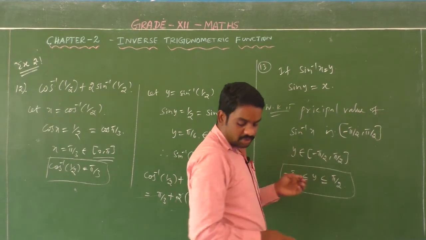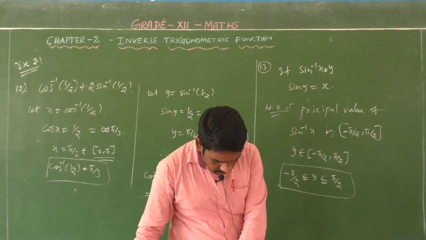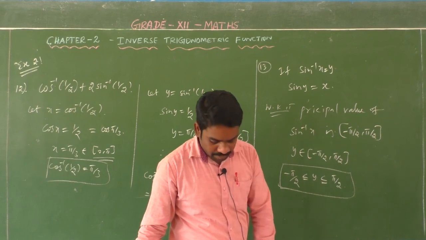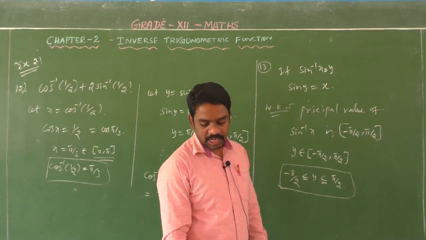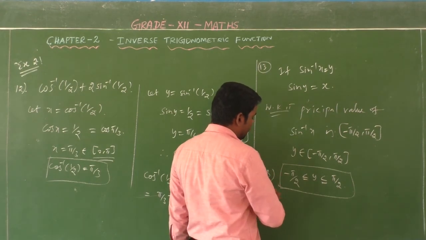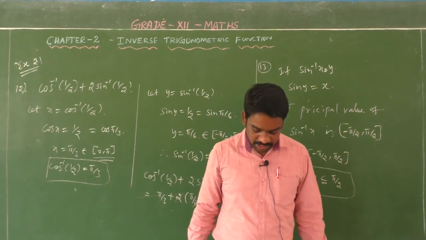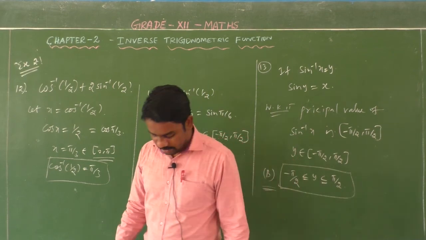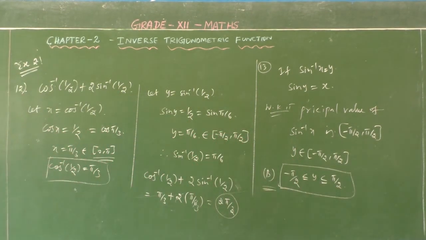So which one is the correct answer? Option B, minus pi by 2 is less than or equal to y is less than or equal to plus pi by 2. So the answer is option B. This is the correct answer. Okay, question number 13 done. Next, question number 14.